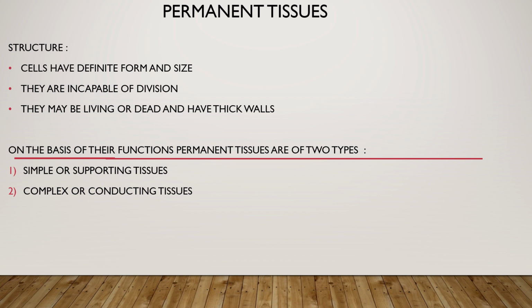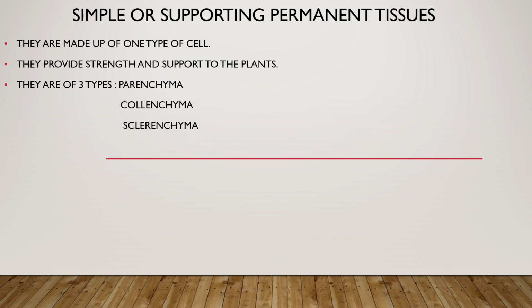Now, we will study about them one by one. So, the next one is the simple or supporting permanent tissues. They are made up of one type of cell. As in the previous class, when I was explaining the chart, I had told you about the simple and complex tissues, and that simple tissues are made up of the same type of cell. Only one type of cell makes the group and forms a tissue.